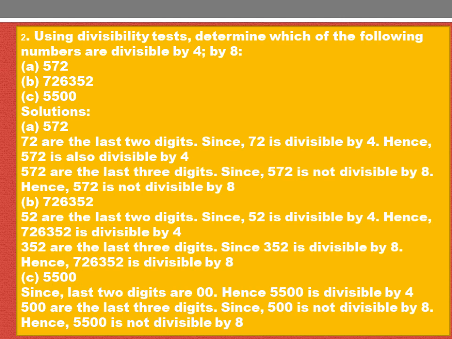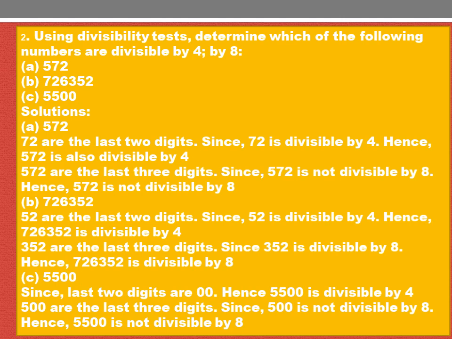Now 352. For checking divisibility by 8, what do you have to take? You have to take the last 3 digits. 352 are the last 3 digits. Since 352 is divisible by 8, hence the number 726352 is divisible by 8.